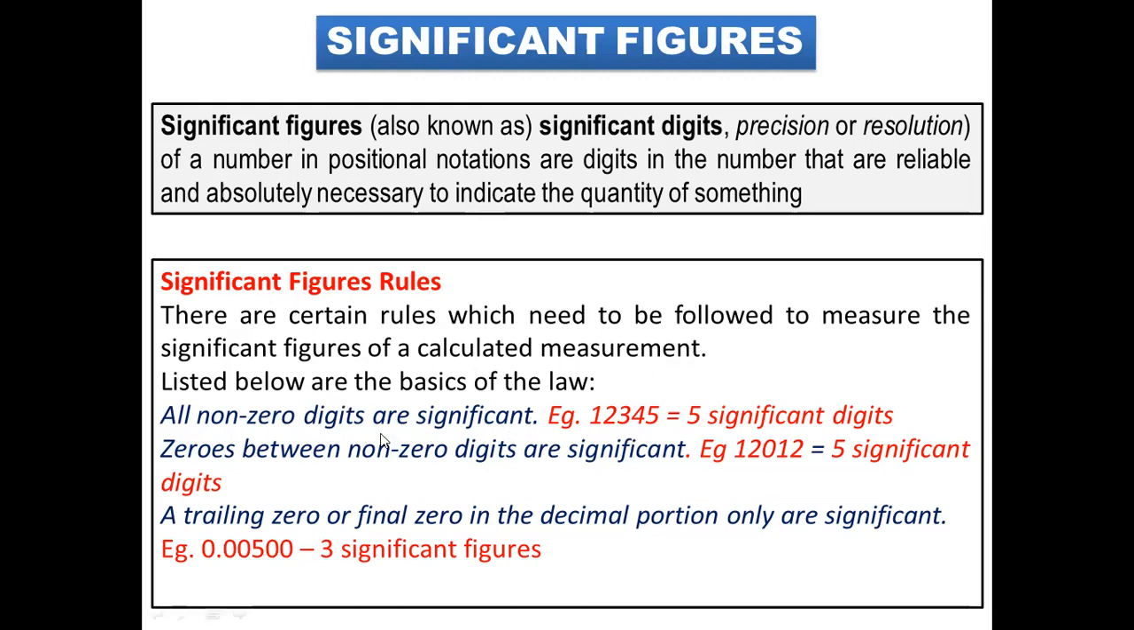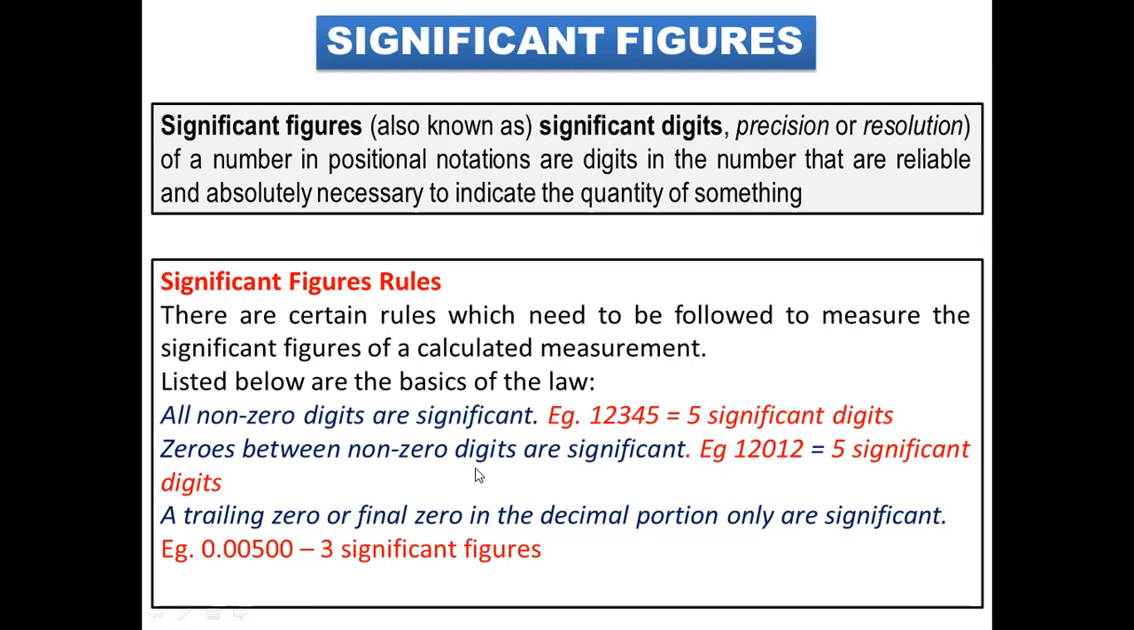So these are the numbers. The whole numbers are actually the significant digits. So all non-zero digits, that is from 1 to 9, are significant. For example, 1, 2, 3, 4, 5. These are the 5 digits. So all 5 digits are significant digits.